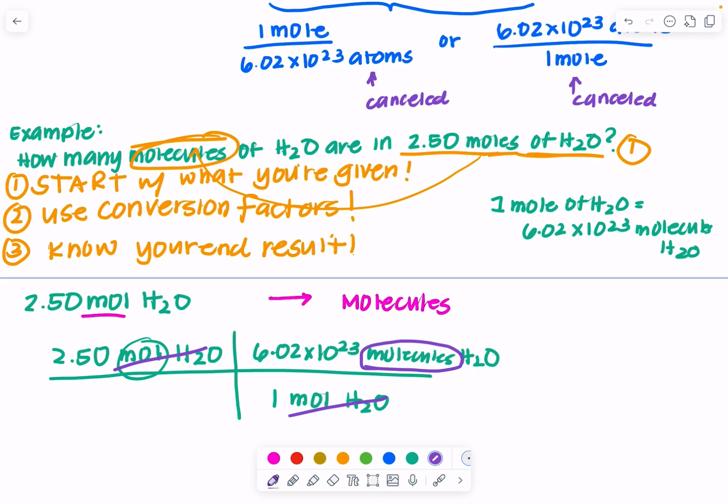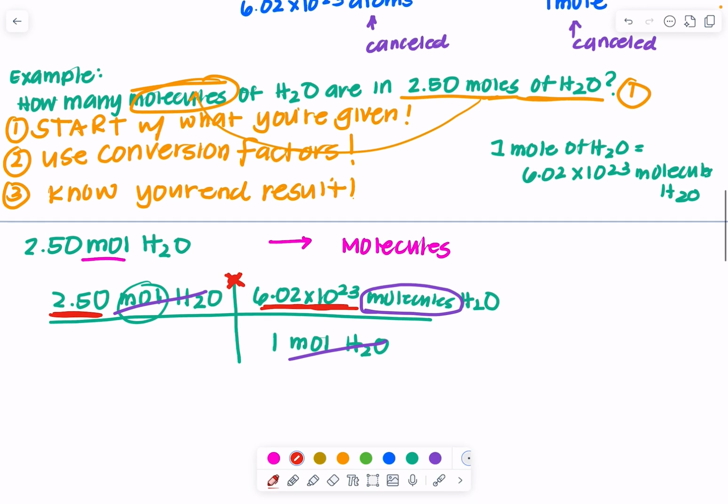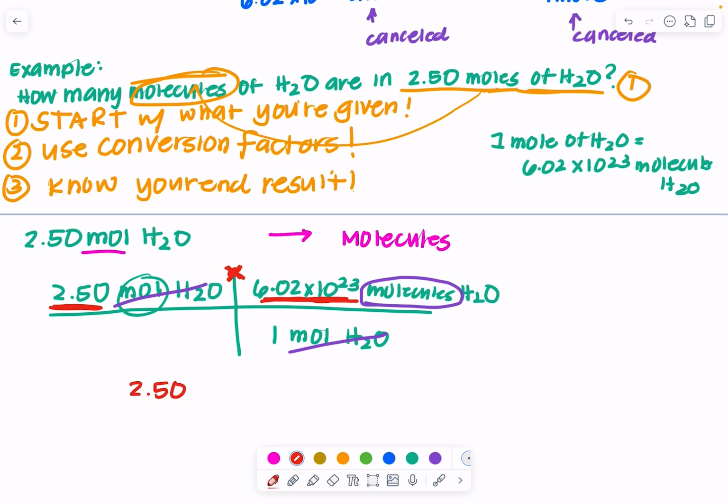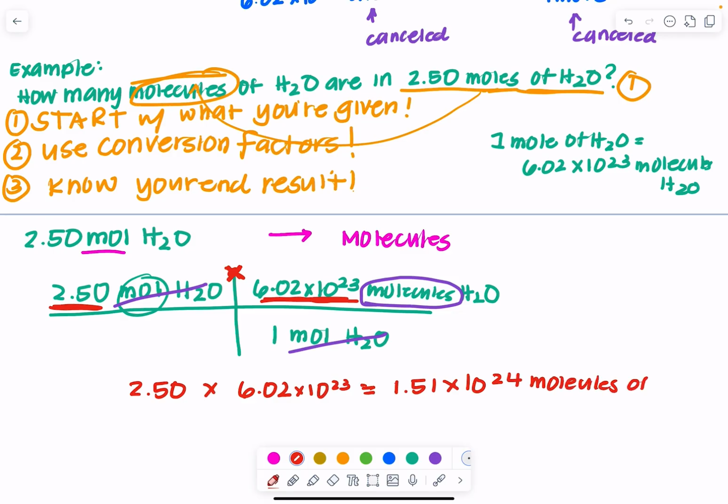When two things are on the top, we take this number and we multiply it by this number. So our math is going to look like 2.50 times 6.02 times 10 to the 23rd. And that's going to give us 1.51 times 10 to the 24th molecules of H2O. Okay?